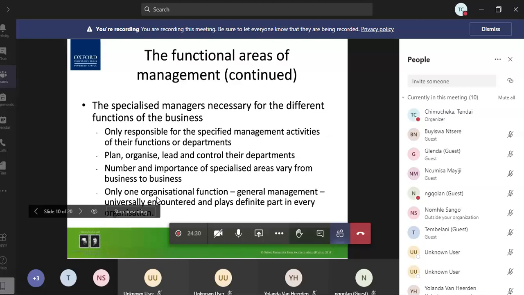There are always people who are responsible for general management or for top level management or for strategic management in every organization. So we can debate to say, no, in other organizations, the people who do marketing are the very same people who do human resources management. That may vary from one business to another. But when it comes to general management or to top level management, there are always people who are responsible for that.